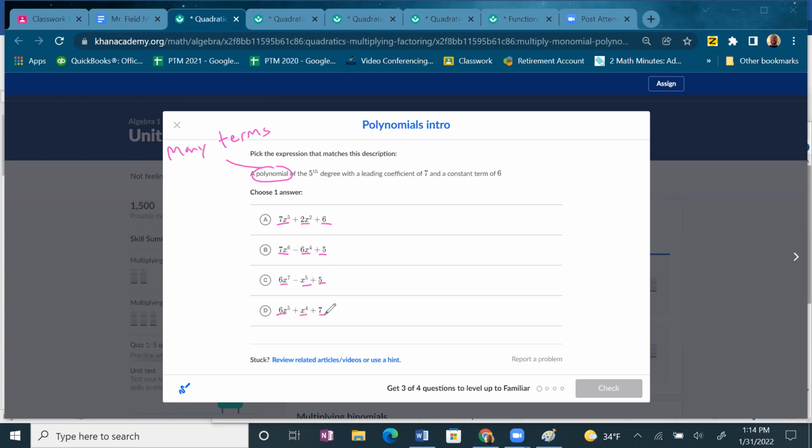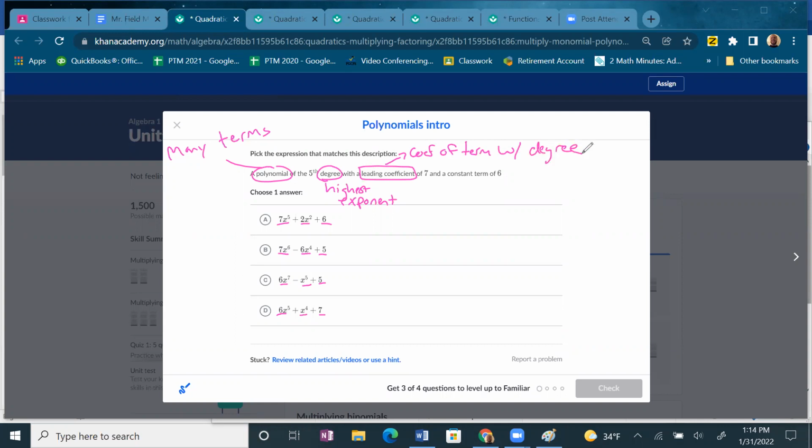Okay, degree. The degree is the highest exponent. Look for the term with the highest exponent. That exponent is called the degree. So write down degree, highest exponent. Leading coefficient. Now you know what a coefficient is, right? The number multiplied by the variable. It's the coefficient of the term with the degree.